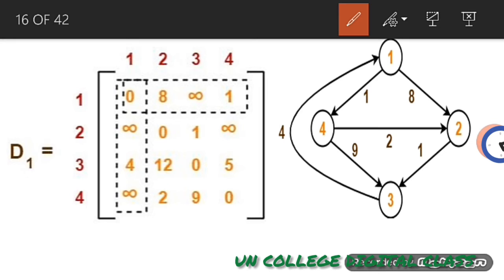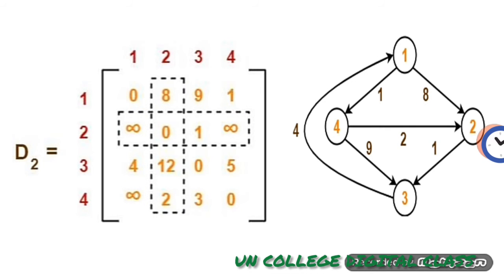Then 4 to 2 is 2, it is having the direct connection. Then 4 to 3 is 9, it is having the direct connection, and we don't have any intermediate. Using 1 as intermediate vertex we are not finding any other way, so we will keep it as it is. Then 4 to 4 is 0, which is as per the rule of diagonal value.